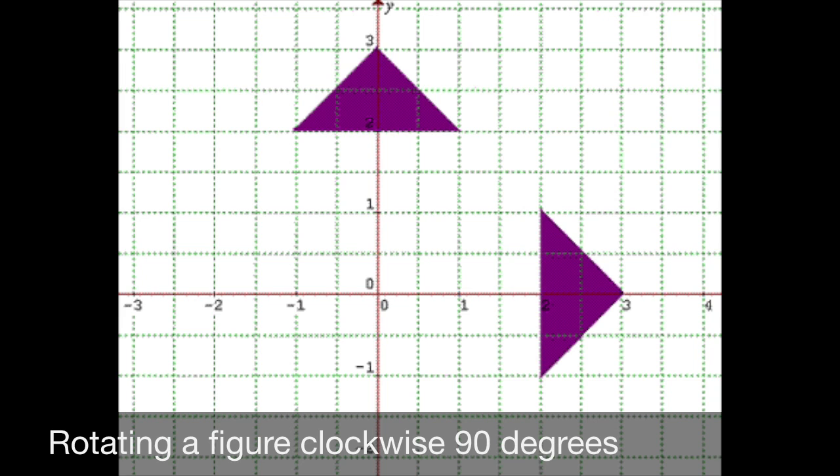For example, say the point of 1, 2 on this diagram was a vertex of the pre-image triangle. To rotate the pre-image 90 degrees clockwise, you would first change the x value of the coordinate to -2 and then swap it with the y value. This places the new rotated point at 2, -1. Remember to do this for each vertex of the pre-image.